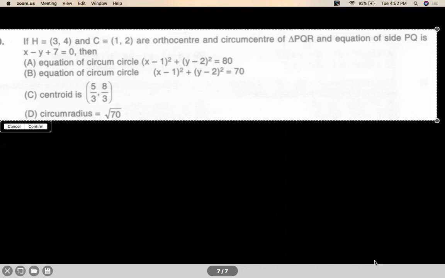More than one option is correct here. Please ensure you have marked all the options.